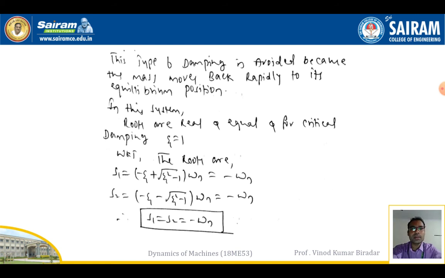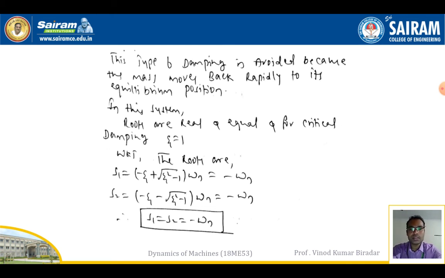This type of damping is avoided because the mass moves back rapidly to its equilibrium position. Compared to overdamped and underdamped systems, this type of damping we are going to avoid in almost all systems, because here the movement of the system is very fast from its mean equilibrium position.